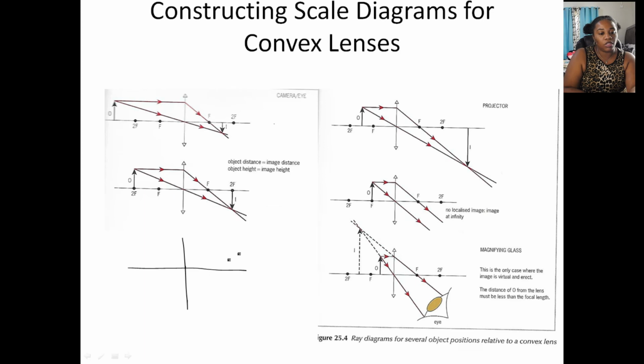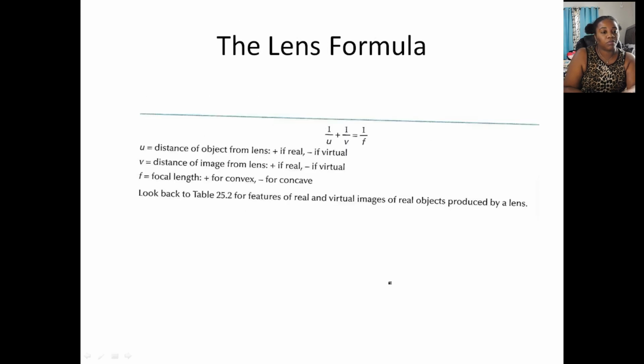On the other page, we're using convex lenses. These are convex lenses, and this is the only one that produced a virtual image, which was in the case of the magnifying glass. Okay? And remember, when you put the magnifying glass really close to the object, it gets bigger and bigger and bigger, right? That is the case there.